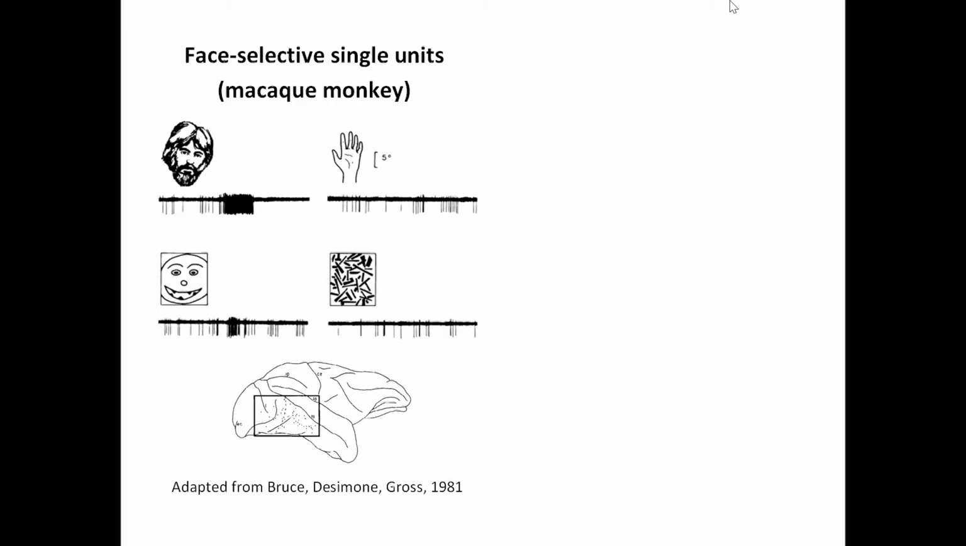Okay, first let's start with what face-selective neurons are. They were discovered in the late 60s, early 70s by Charles Gross. Those are neurons that respond more selectively to faces than to other categories. They were discovered in monkeys, and this is an example from a monkey study in the inferior temporal cortex. You can see there is a much higher firing rate for face stimuli.